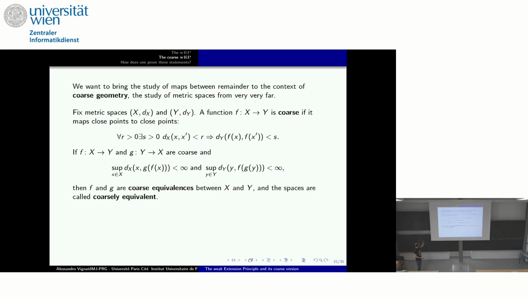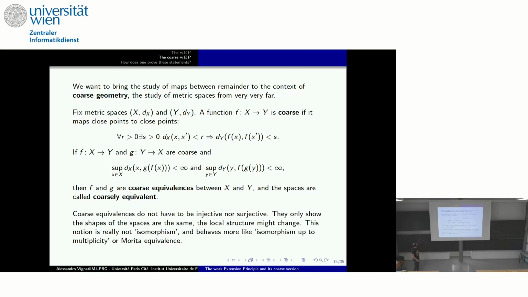So if F is coarse and G is coarse, and I go and then I come back, when I walk back I don't see the difference. That's the point, right? So these are called coarse equivalences, and the spaces are called coarsely equivalent, obviously. And this is the right notion of isomorphism here. This is my notion of homeomorphism. And these maps don't have to be injective nor surjective. In fact, as we showed, even cardinality is not preserved. They just show that the shapes of the two spaces are the same.